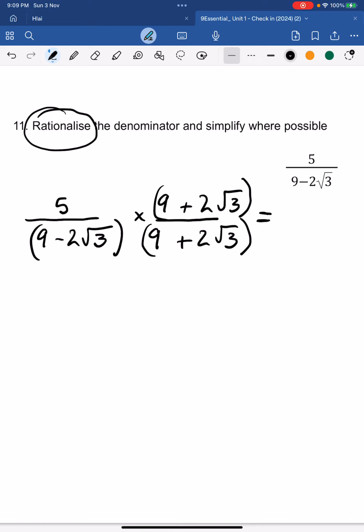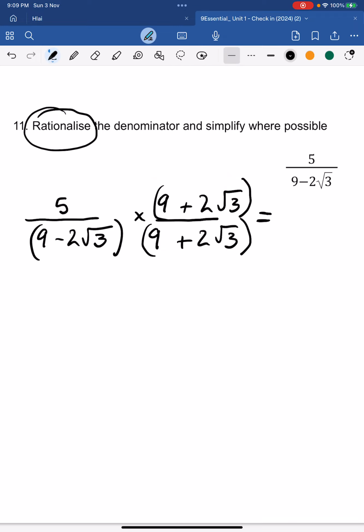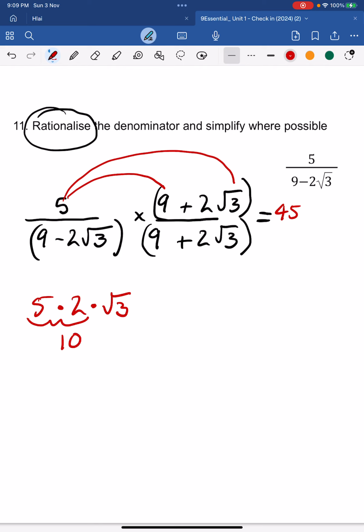And the top I'm going to do just by expanding, so it'll be 5 times the 9, right? And then 5 times the 2 root 3. So I'm going to go ahead and do that straight away and write down the answer. So the 5 times by the 9 will give me 45. And the 5 times 2 root 3, well, that is 5 times the 2. And the 2 root 3 is just 2 times root 3. So when we do this, it'll be the 5 times 2 first, which is 10, and then it's 10 lots of root 3. Okay, so that's 45 plus 10 root 3.